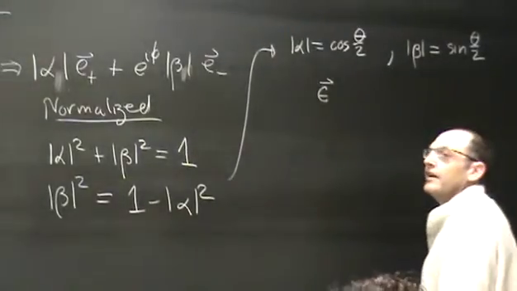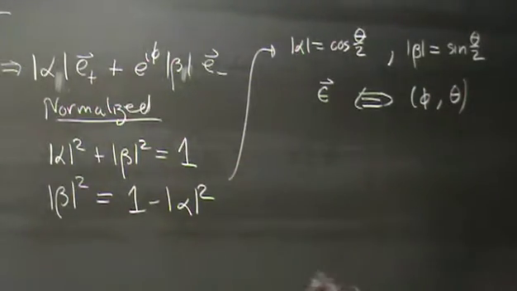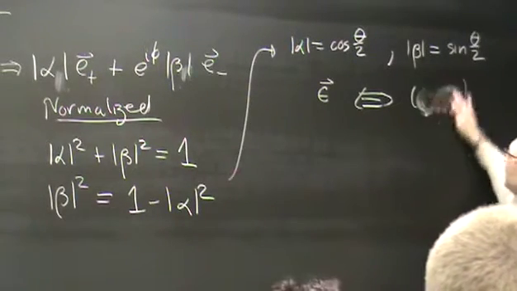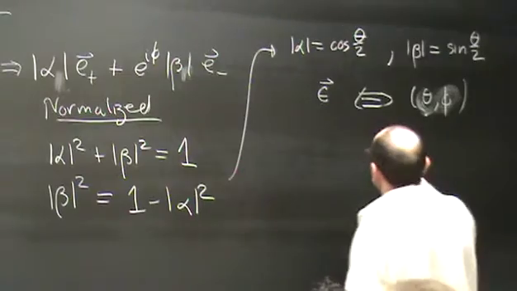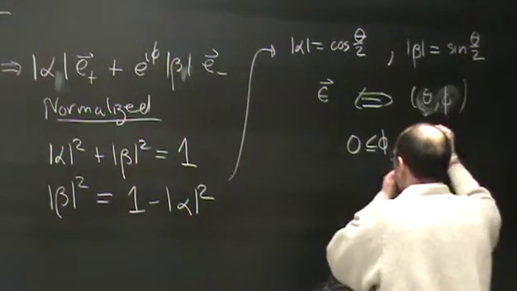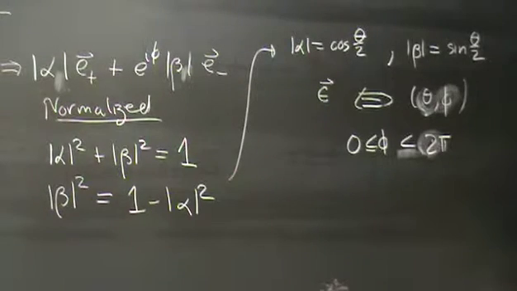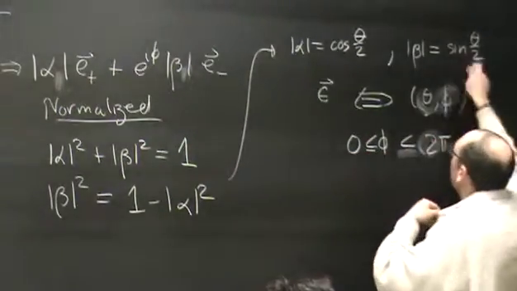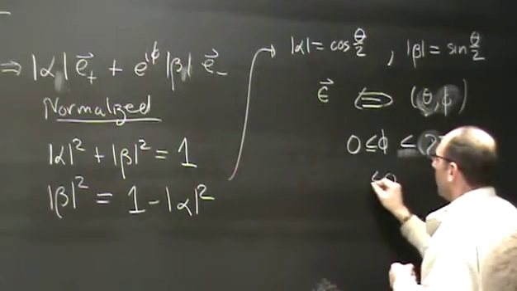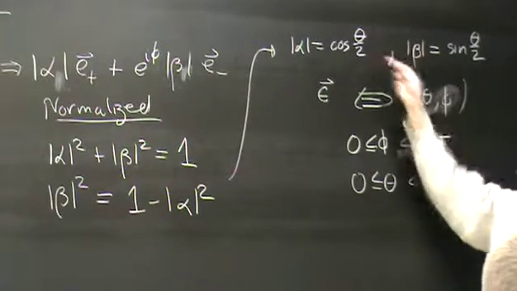In which case, the polarization vector is in one-to-one correspondence with these 2 angles, theta and phi, where phi goes between 0 and 2 pi. I'll just leave the endpoint out. That gives us different polarization vectors. And we can see here, because of the way the magnitude works, that's why we have this theta over 2. This only goes between 0 and pi, because when theta goes to pi, cosine of pi over 2 goes back to 1. Goes back to itself.